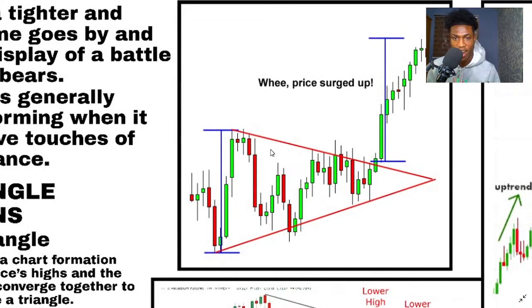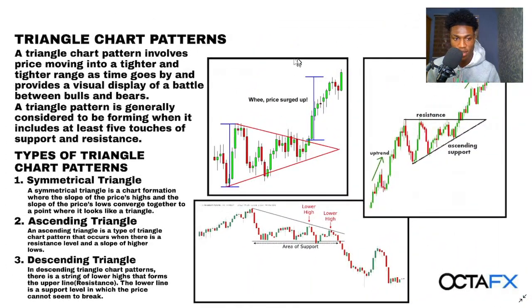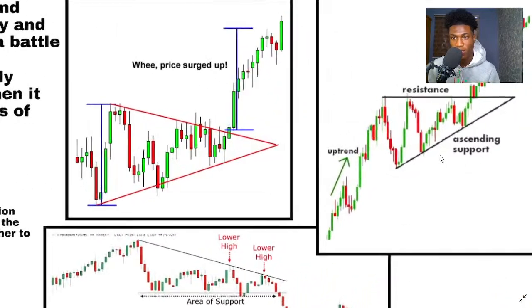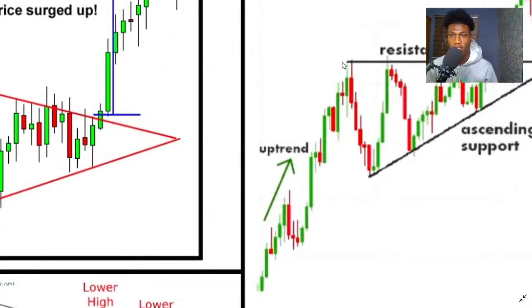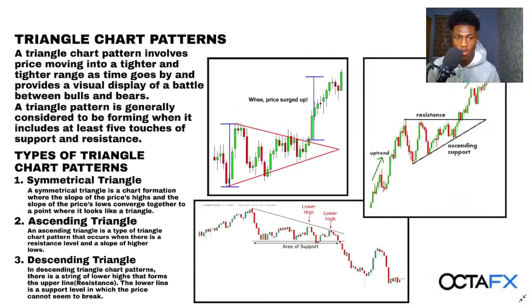Okay, this is actually a symmetrical triangle. Now remember, the ascending triangle is a type of triangle chart pattern that occurs when there is a resistance level and a slope of higher lows. If you look at this one, you're going to see, like I told you guys in the previous webinar where I talked about trends, and I told you guys about higher highs and higher lows. If you look here, you're going to see that this is higher low, higher low, higher low, a slope of higher lows and the resistance level. So this is obviously ascending because it's moving upwards, right?